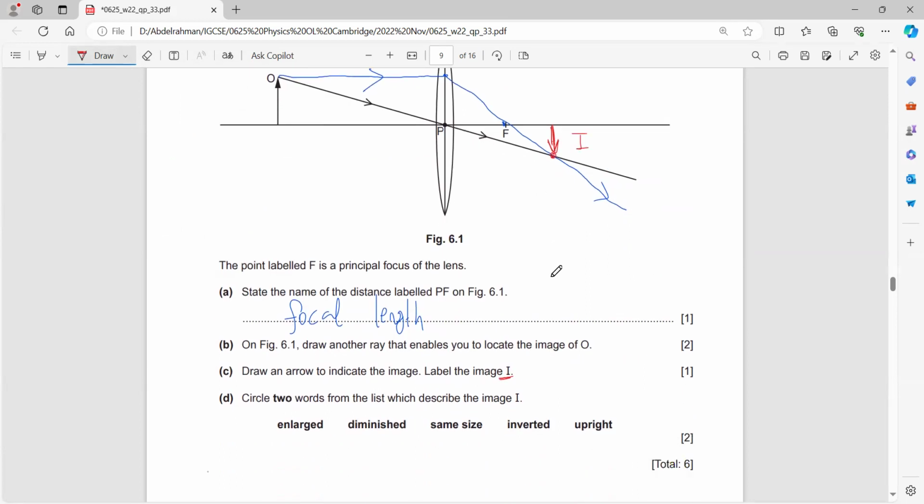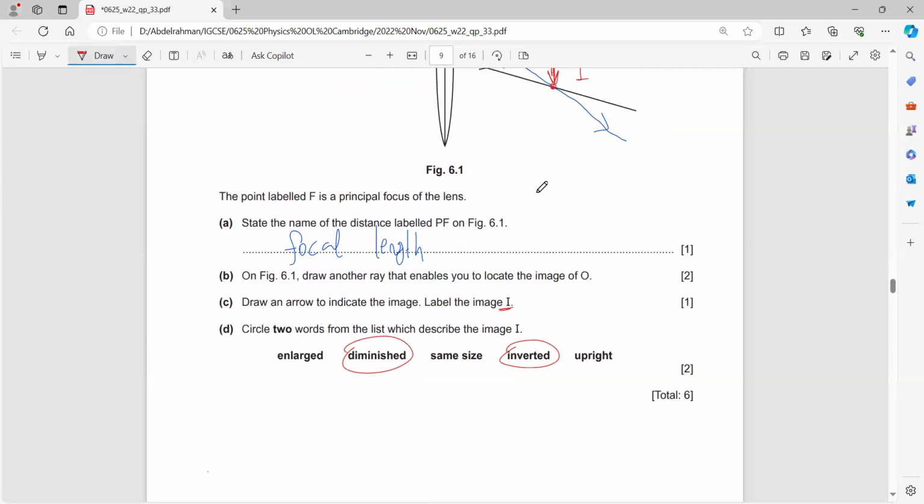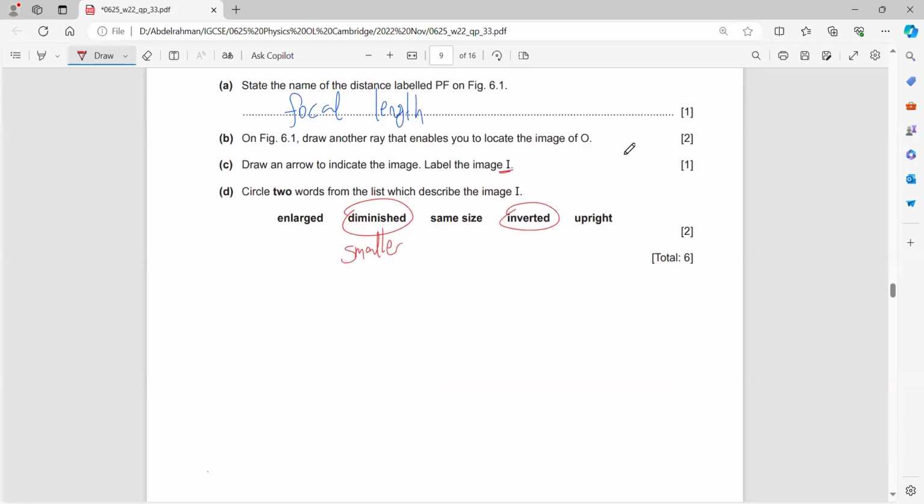Circle two words that describe this image. Inverted or diminished. Inverted, diminished. يا مستر, diminished يعني ايه diminished? Decreasing size. يعني it got smaller. Smaller, صح. طب شباب, what is the third property of this image? Real. Bravo, it's real.